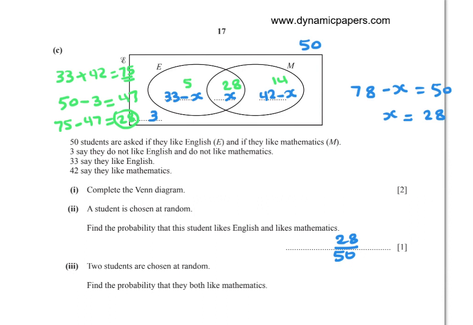For part double I, two students are chosen at random. Find the probability that they both like mathematics. We have 42 in all who like mathematics. So for the first one, we have 42, the number of students who like mathematics, over the total number, which is 50. For the second one, decrease the numerator and denominator by 1. So 42 times 41 over 50 times 49 equals 123 over 175.